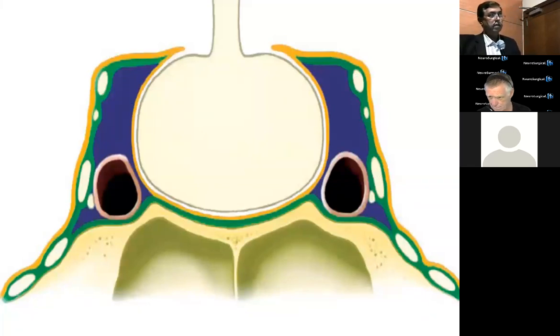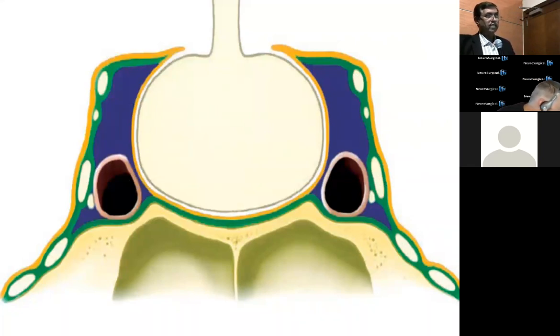Sella turcica is sitting on the body. On top of the body, this is the body. On top of it is the sella turcica with the pituitary, and on both sides you have the cavernous sinus with the carotid artery inside, with the venous channels inside, third nerve, fourth nerve, first division of trigeminal, second division, third division, and the sixth nerve. So third, fourth, and sixth.